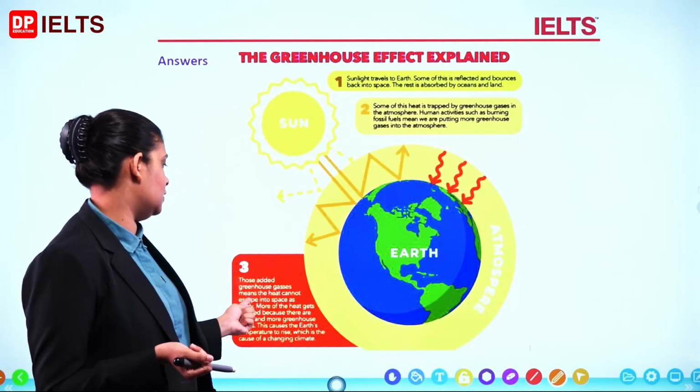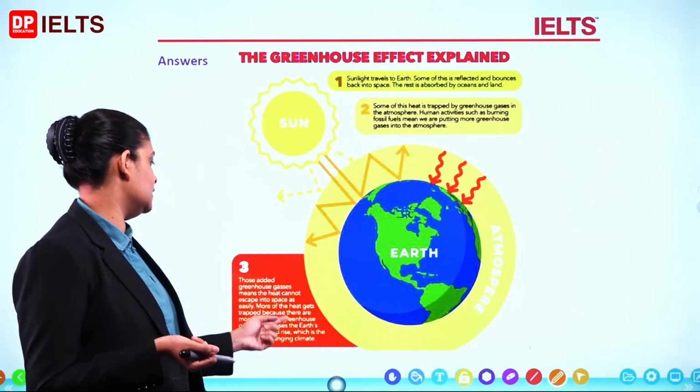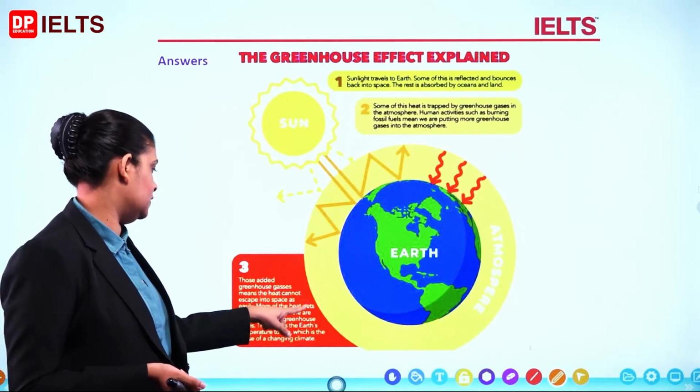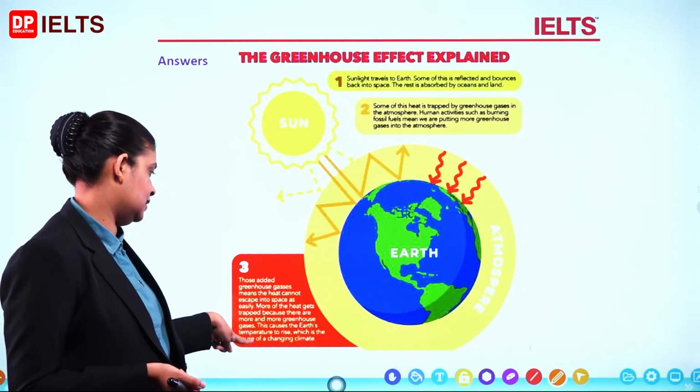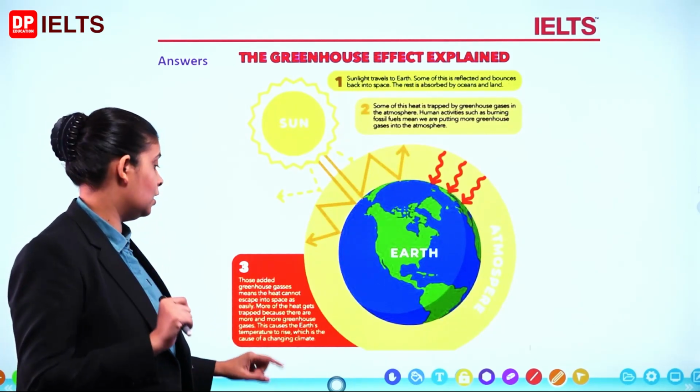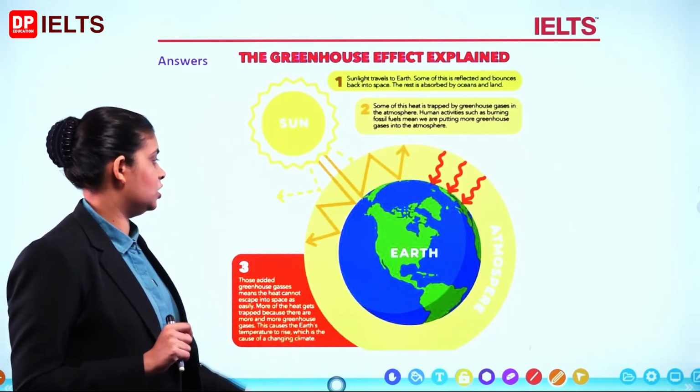Those added greenhouse gases mean the heat cannot escape into space easily. More of the heat gets trapped because there are more and more greenhouse gases. This causes the Earth's temperature to rise, which is the cause of the changing climate.